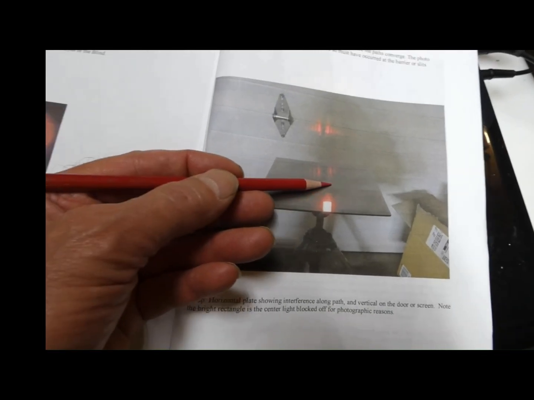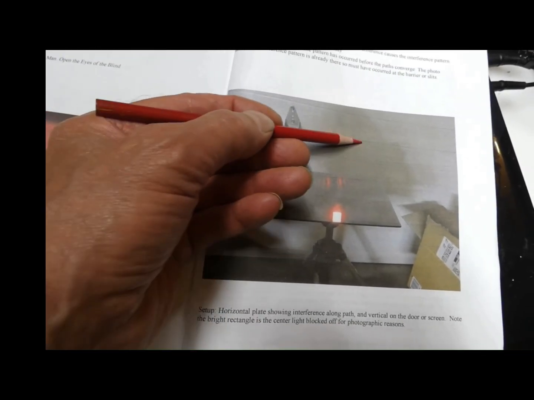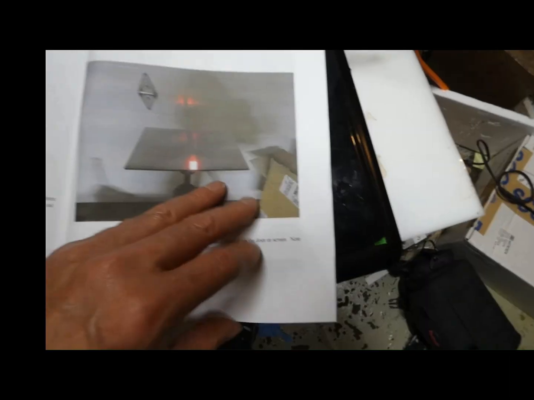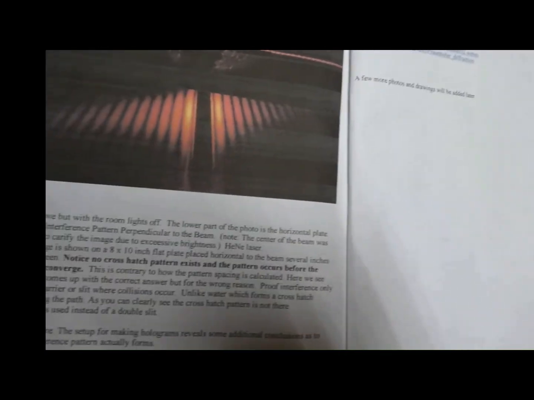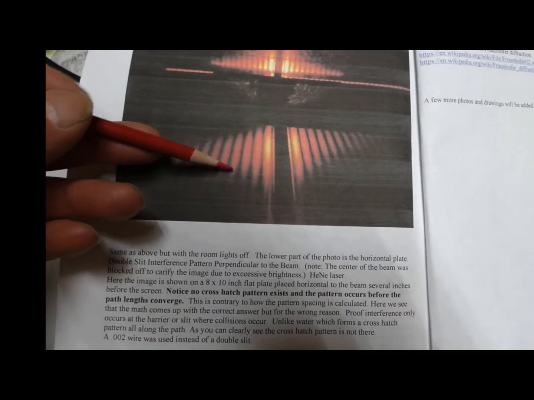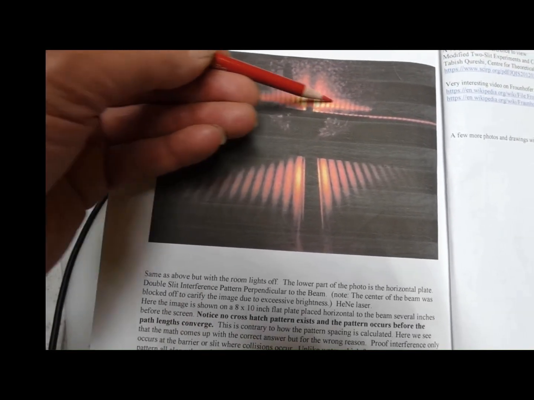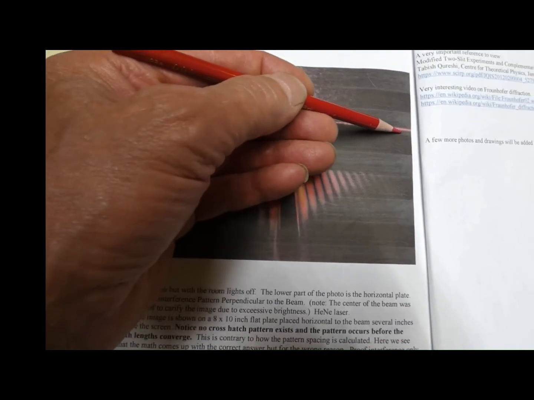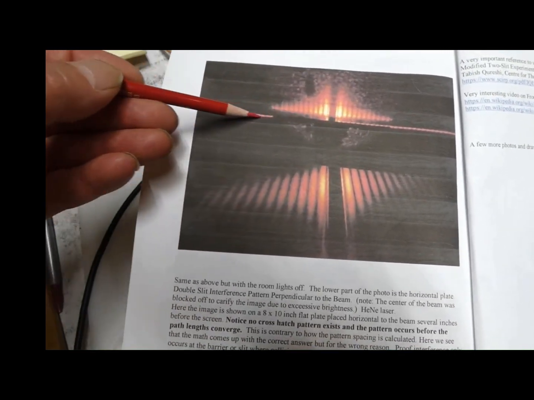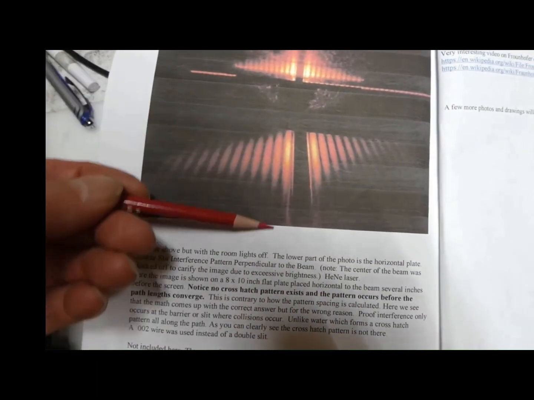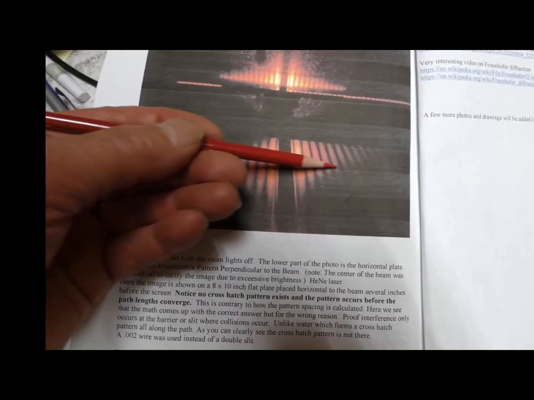Now we've got the interference on the wall. There's a flat plate, and this flat plate is this image right here. This is the flat plate. Okay, this is actually reflection off the flat plate. This is actually the pattern right here, that one right there, the long one. Okay, this is horizontal to the beam.